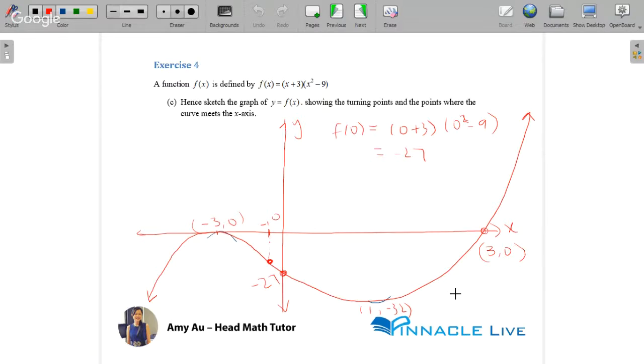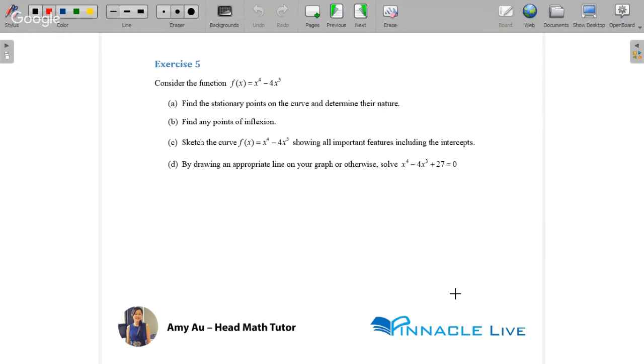So moving on to the next question. This next question, what I'm going to do is do things a little bit differently, just to show you a bit of variation. Remember, right at the beginning, I mentioned there are two ways to do the testing on the first derivative. The first method, which I've used for the last two questions, is using the first derivative table, which is good when you're graphing.